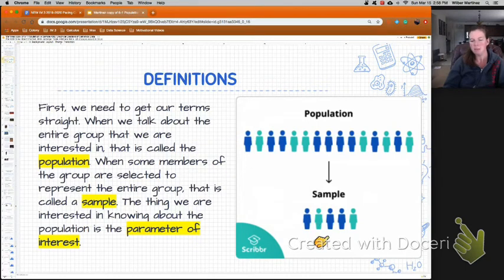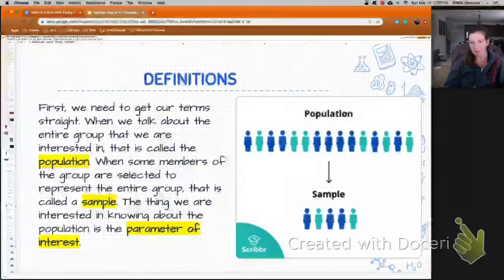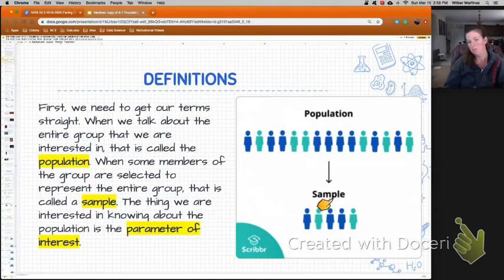The sample, notice that it's a smaller number of people. So they just pulled a couple people here and there to be a part of their sample, and they asked them questions. And so they're trying to say that this is a representative group of all of these people that are up here. And last but not least, the thing that you're interested in finding out about those people is called the parameter of interest. So the population is the entire group, the sample is the selected number of people you've chosen from that group, and then the parameter of interest is what are you asking them, what are you even trying to figure out about these people in order to make conclusions about the entire group.